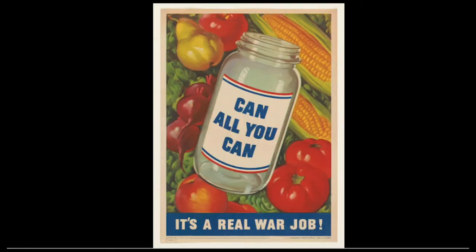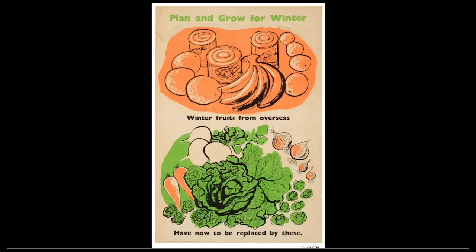One of my favorite posters, Can All You Can, which is, again, from the Office of War Information. This is 1943 American. And the idea is, if you have your own victory garden at home and you're conserving your homegrown vegetables for the wintertime, then you're not going to be using up the valuable resources that are going to be sent to the front, to the soldiers in the front. This is a similar message from the UK, plan and grow for winter. And I like this little poem, winter fruits from overseas have now to be replaced by these.